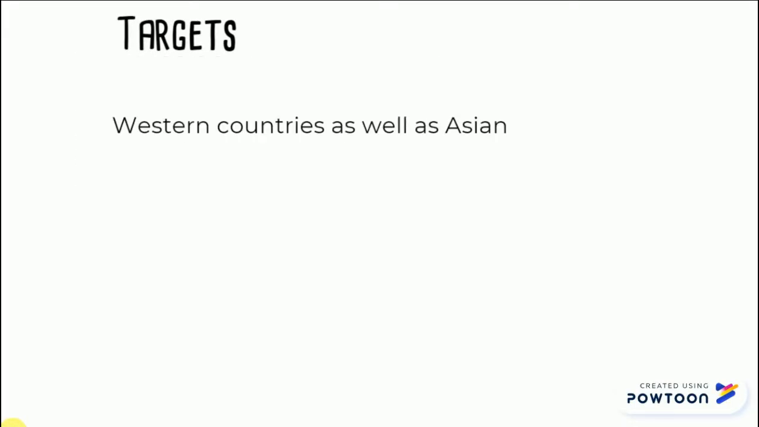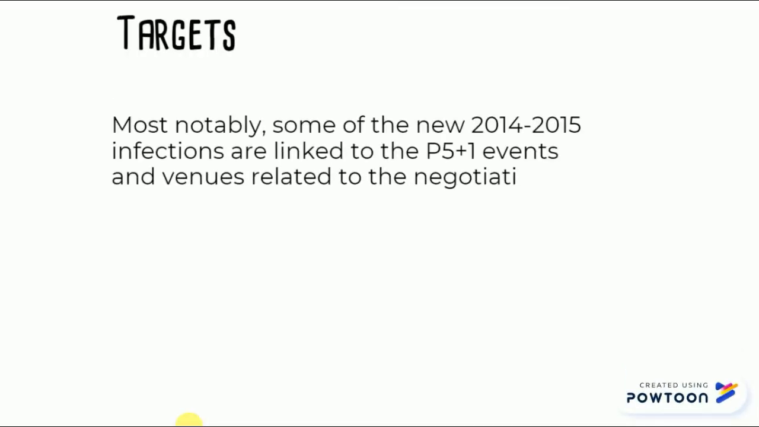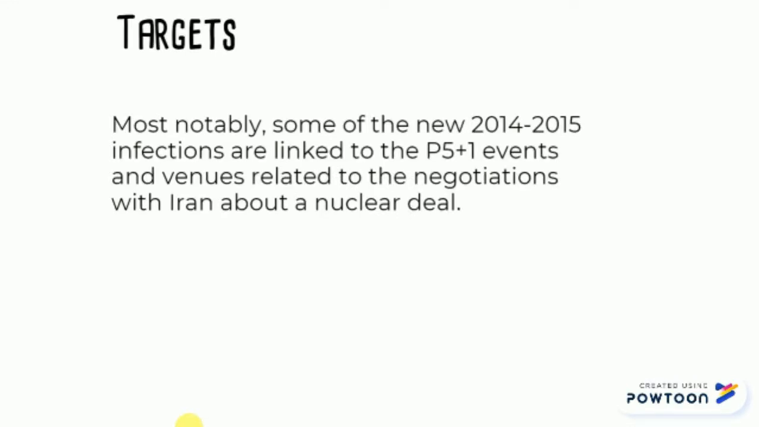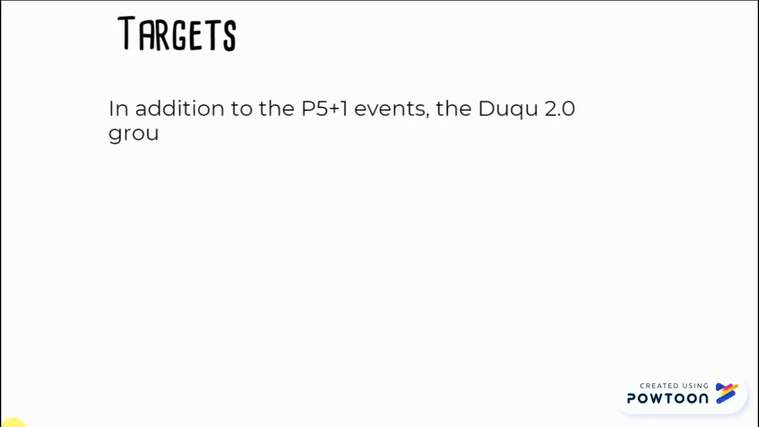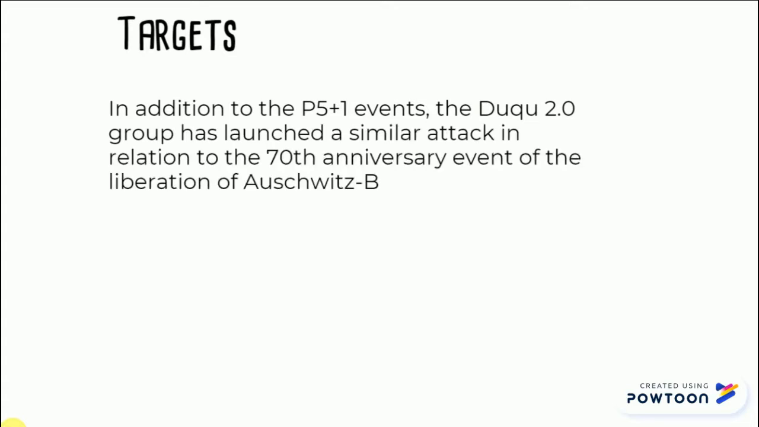Mostly Western countries, as well as Asian and Middle East countries, were targeted by the malware. Especially, some of the new 2014 to 2015 infections are linked to the P5+1 events and venues related to the negotiations with Iran about a nuclear deal. In addition to the P5+1 events, this malware group has launched a similar attack in relation to the 70th anniversary event of the liberation of Auschwitz-Birkenau.